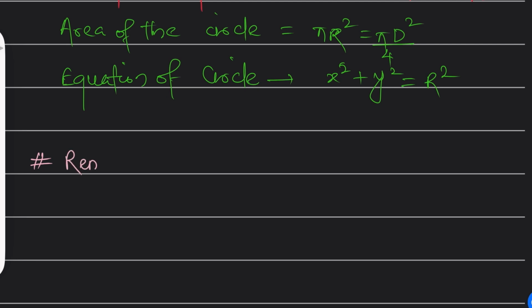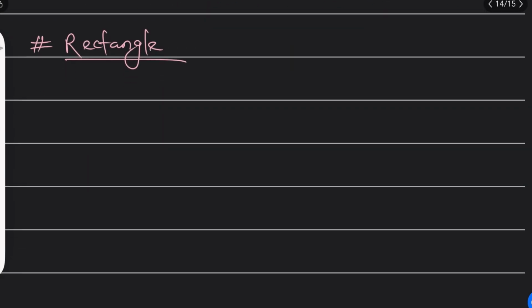Rectangle, sir. If I am talking about a rectangle, the shape is the geometry in which opposite sides are equal and they are making a perpendicular angle adjacent to each side. Means all angles are 90 degrees to each other and two opposite sides are equal in magnitude or equal in length, sir.